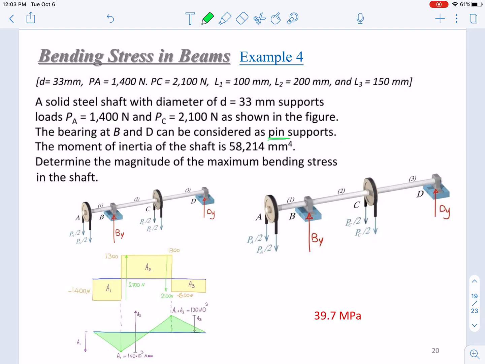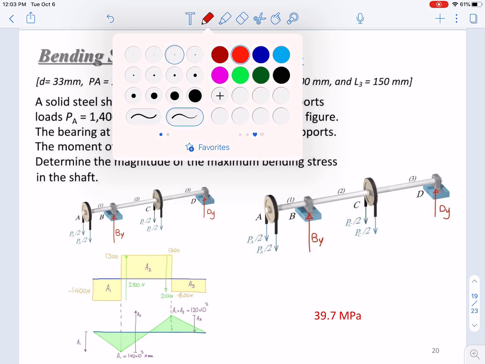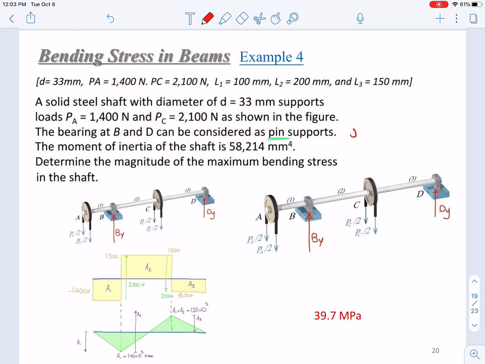And the moment of inertia of the shaft is 58,214 millimeter to the fourth. Determine the magnitude of the maximum bending stress in the shaft. Okay, we're calculating the maximum bending stress. Okay, how to calculate that?